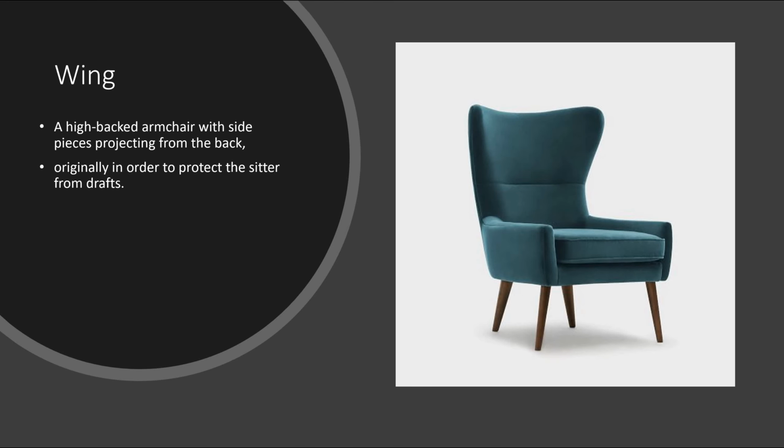Okay, then we have our wing chair. This is a high-backed armchair with side pieces projecting from the back. It was funny because the side pieces that come around your head, those are the wings. And it was originally created in order to protect the sitter from drafts. Apparently it was very drafty back when this chair was created, and so those wings were to help protect the sitter from drafts.